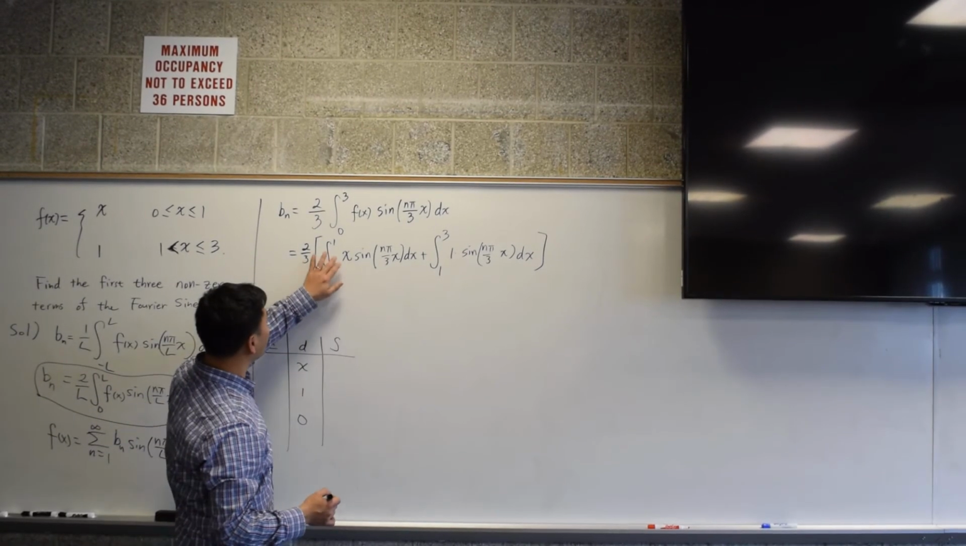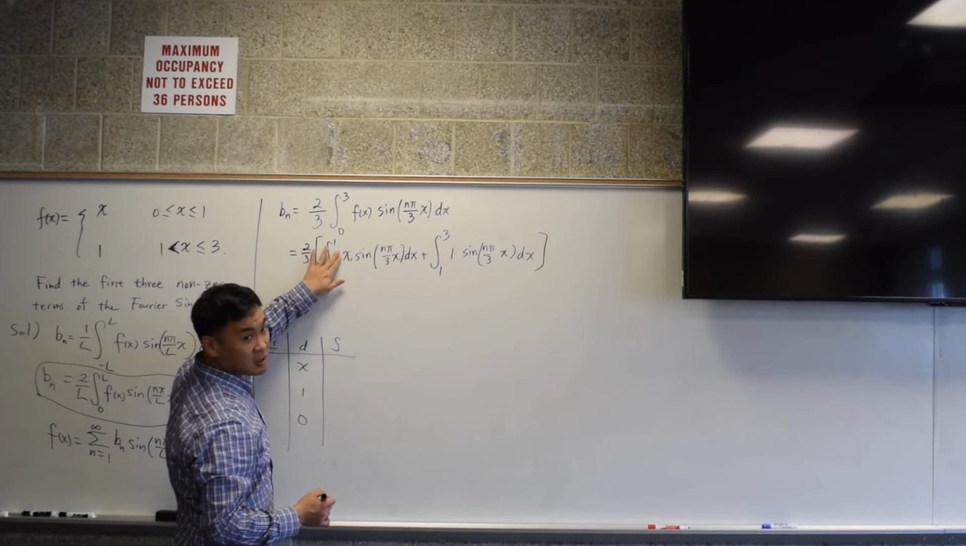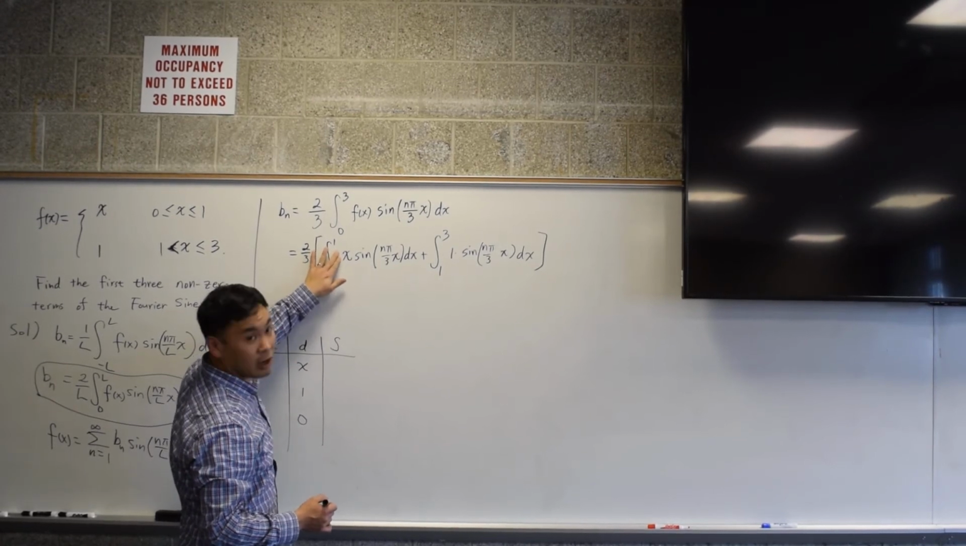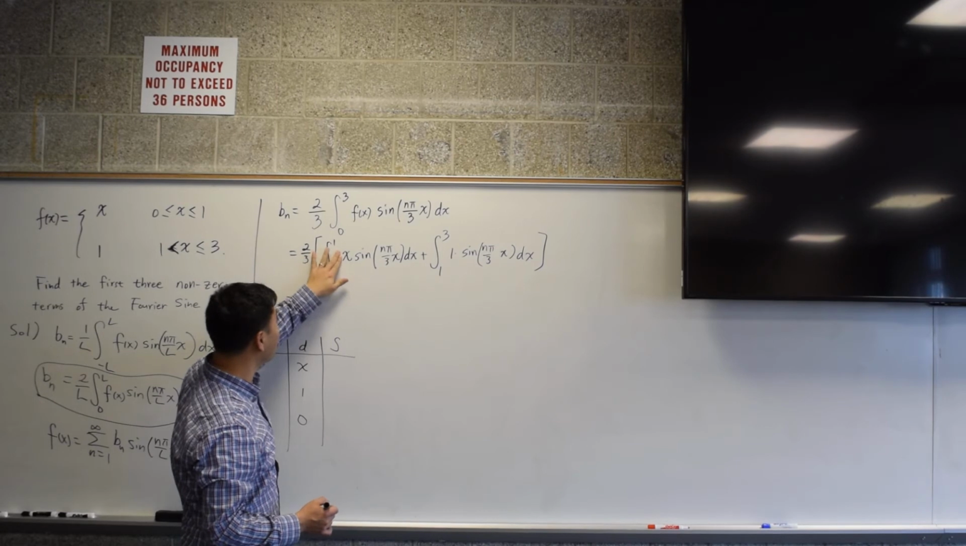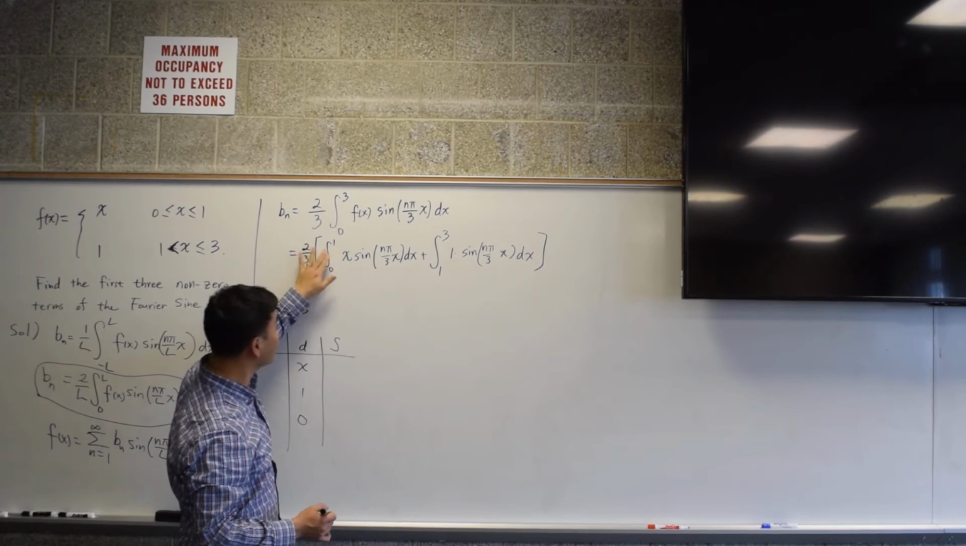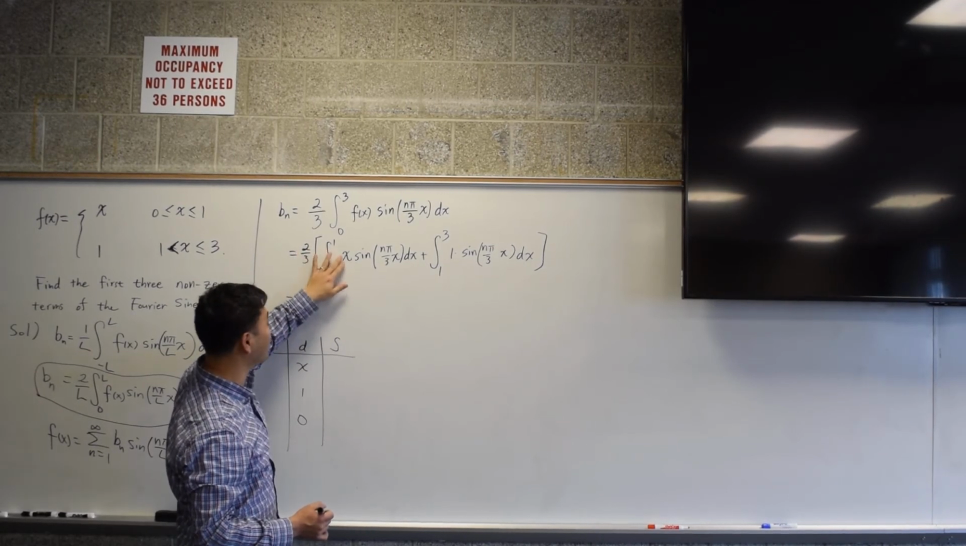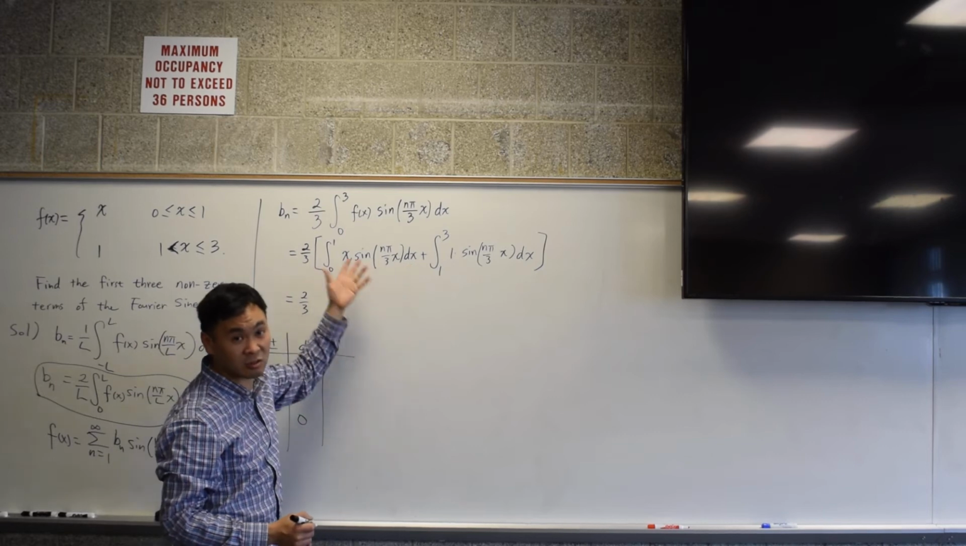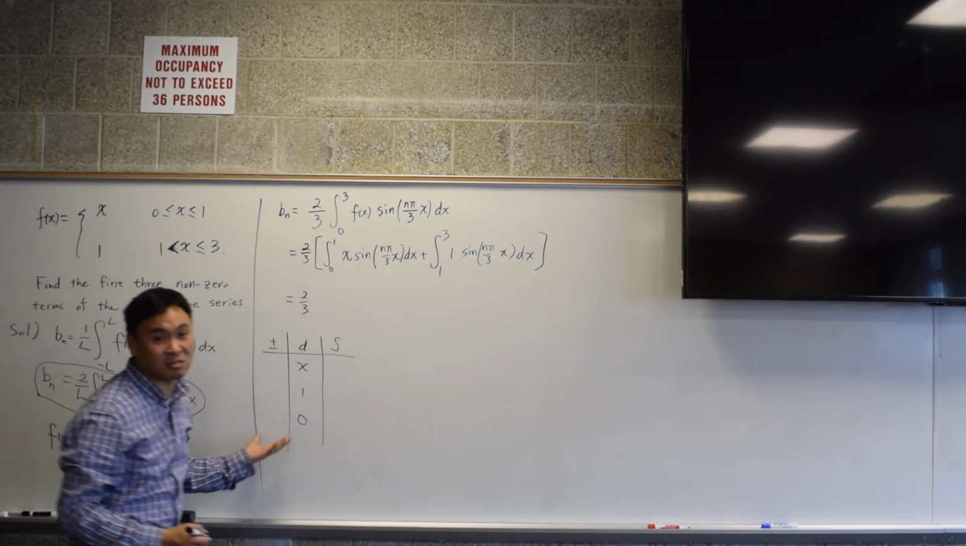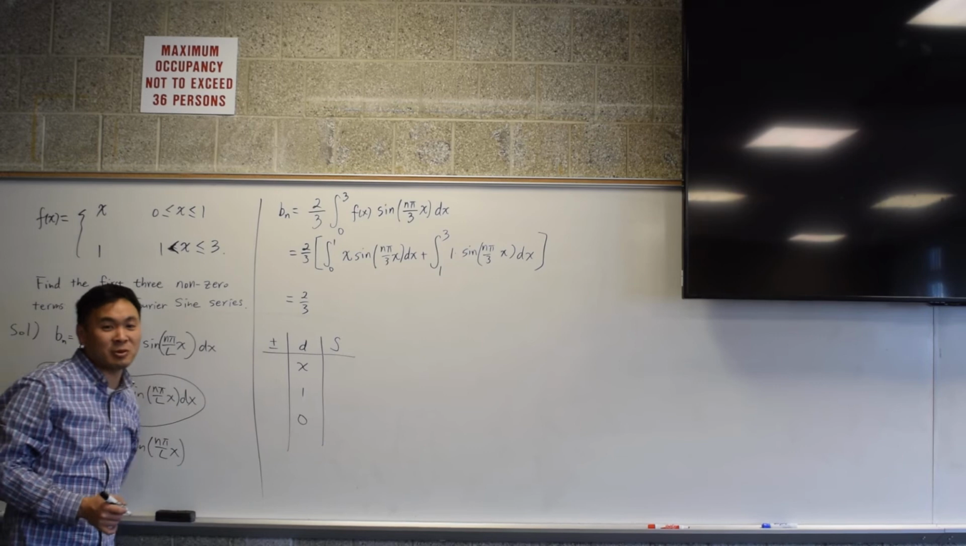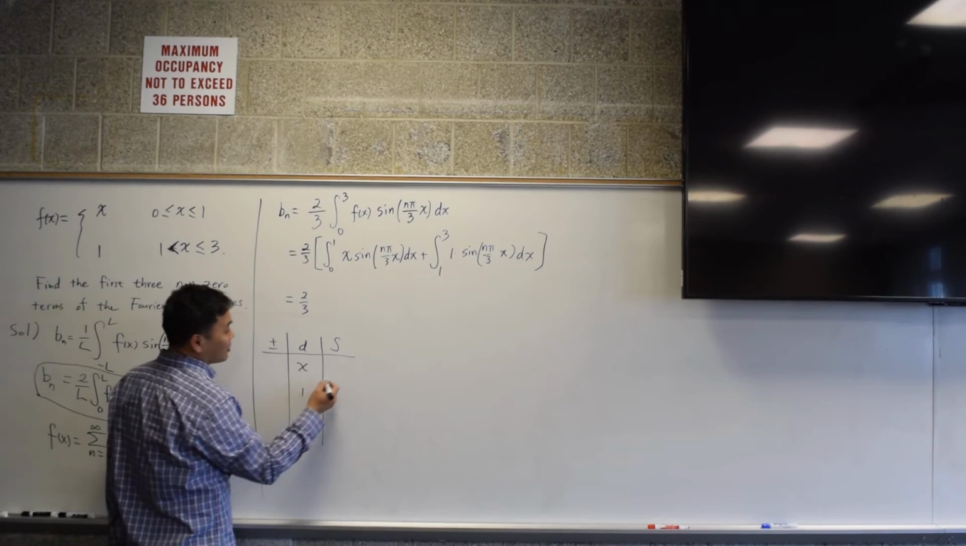No, the only time you can take some number out is when it's a constant. If you have a constant, you can bring it outside the integral. Here, you can't bring the x out because x depends on x. In that case, you're just stuck with this integral. It sucks, but what can you do? You have to do the integral.